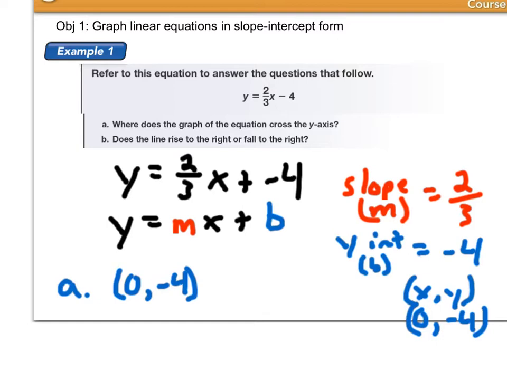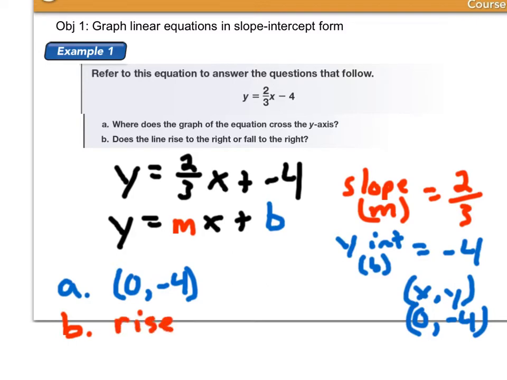Okay, and then part B, does the line rise to the right or fall to the right? Well, that will tell us, that's from our slope, remember? So we're going to use the m value for this. And remember when we talked about slope, we said that positive slopes rise to the right and negative slopes fall to the right. Positive slopes go uphill and negative slopes go downhill. Well, since our slope is positive, that means that the line has to rise to the right.